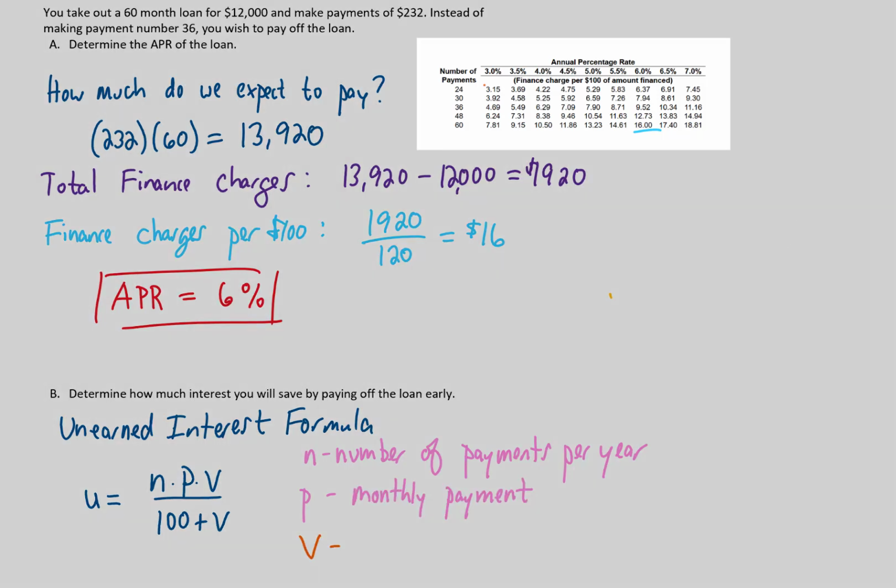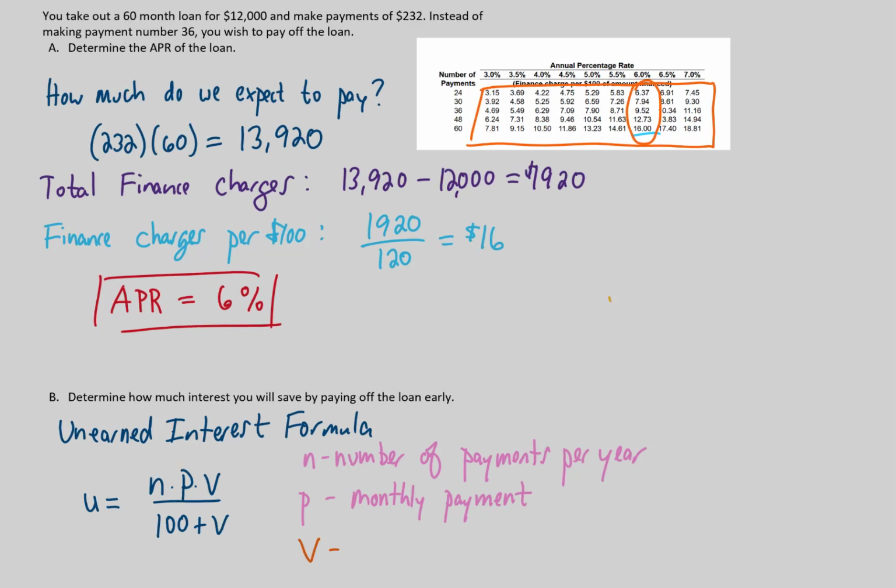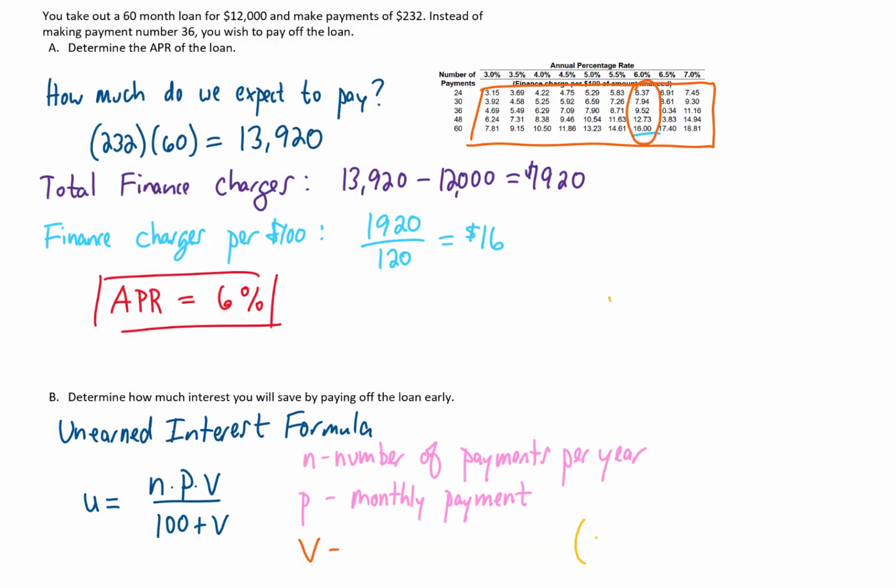We're going to get V from this table up here. We are going to use the 6% APR column, but we need to look at the row that has the number of payments that we have left. The number of payments we have left is just going to be 60 minus 36, which is 24. So we have 24 payments left if we exclude that payment number 36. So we look up in this table, under number of payments, we see 24 is our row. We have this number 6.37, and that is going to be our V.